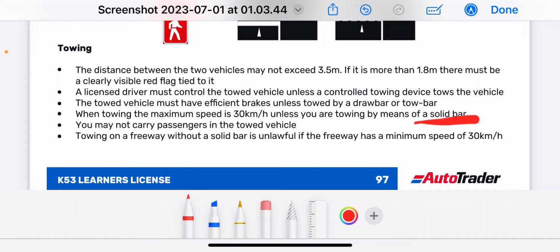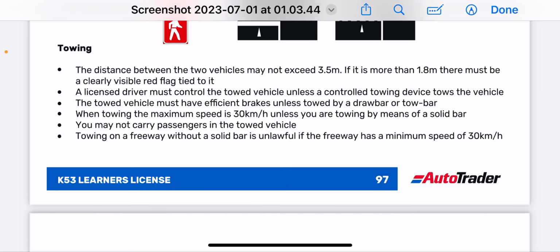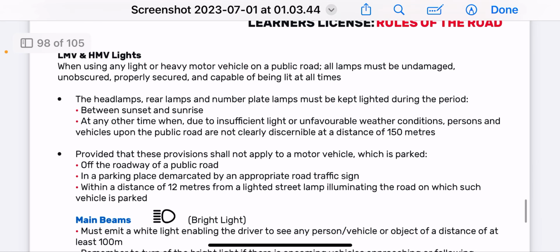Towing on a freeway without a solid bar is unlawful if the freeway has a minimum speed of 30 kilometers. So that means when you are towing a vehicle on the freeway, you must always have a solid bar. Then, light motor vehicles and heavy motor vehicles: lights.